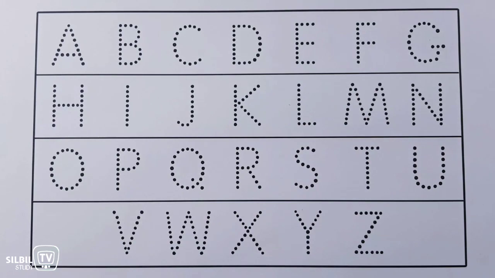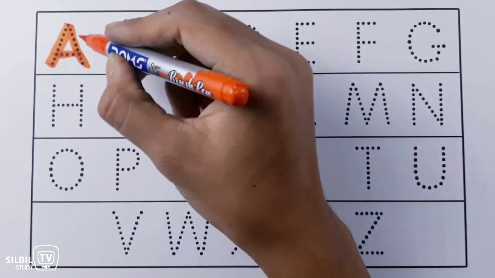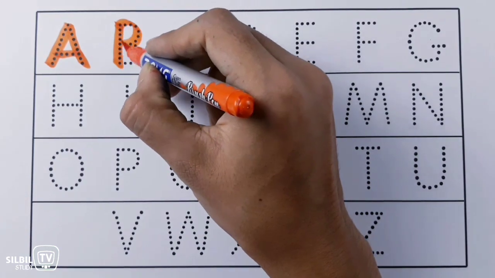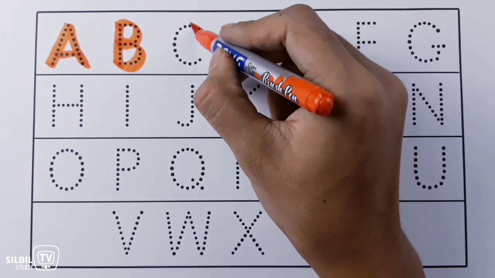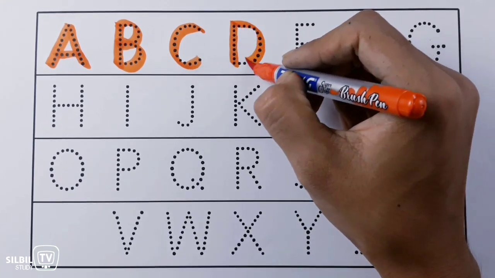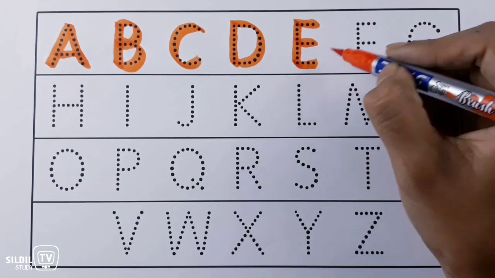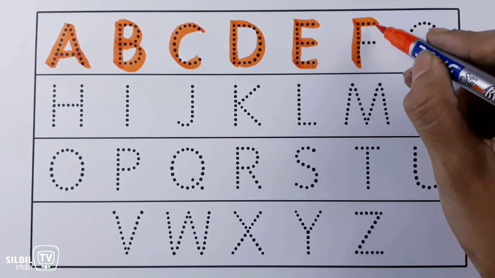Let's start. A for apple. B for banana. C for cat. D for dog. E for elephant. F for frog.